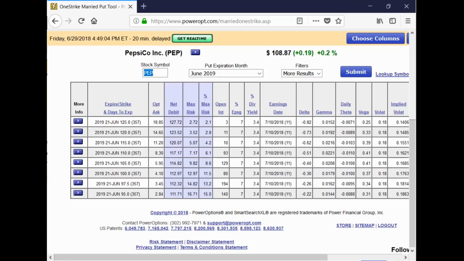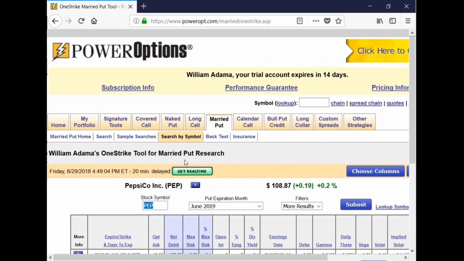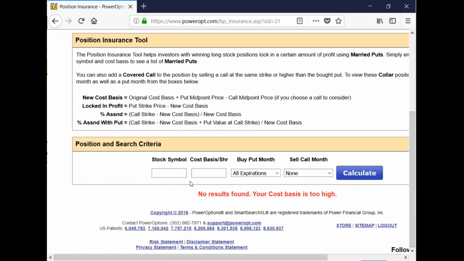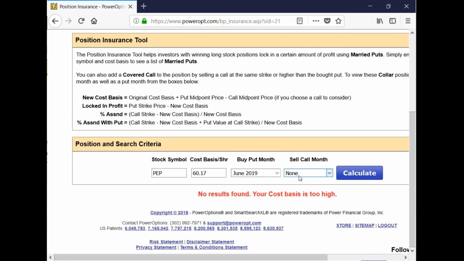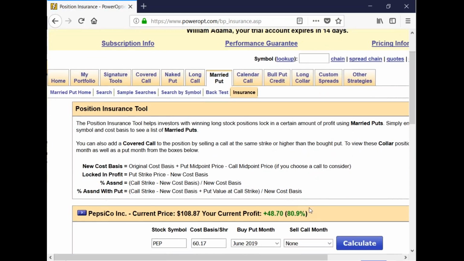Now, the tool you've used, I'm pretty sure that you were talking about, is the insurance tool. All right, so this allows you to put in your stock, and you can put in your cost basis. I'm just going to put in a different number. It's okay. And we'll just go to your June value. And I'm not going to sell a call. Okay, we're going to go to your June expiration. I'm not going to sell a call.